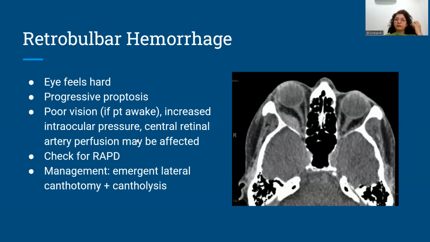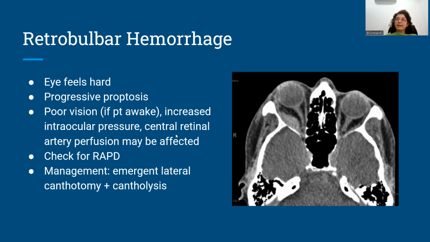Next, we move on to severe injuries leading to retrobulbar hemorrhage. Whenever a patient presents to you with an intraconal hemorrhage, meaning a retrobulbar hemorrhage, the eye becomes gradually or quickly proptotic. This is because of accumulation of blood behind the eye. The eye starts to feel extremely hard, so it's not soft to palpation. We talked about the progressive proptosis. The patient, if they are not obtunded and they're awake, will tell you that they're starting to lose vision in that eye.